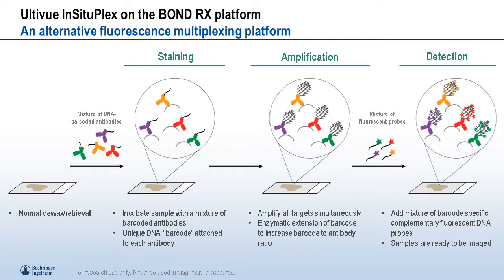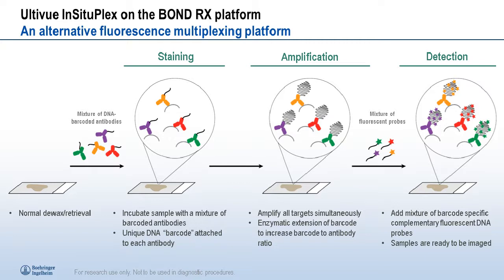And so here, the Ultivue InSituPlex platform replaces secondary antibody detection with a DNA barcode on your primary antibody. So here we have 4 different antibodies recognizing 4 different targets, and each one of them would have a distinct DNA barcode. And so because they all have distinct DNA barcodes, we can stain with them all simultaneously. So we're putting them on all in one step.